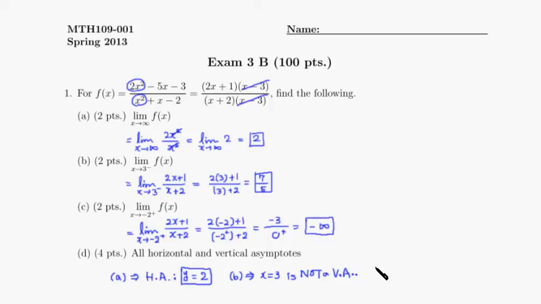But in part C, the limit goes to negative infinity as x approaches negative 2 from the right, which means that we have a vertical asymptote at x equals negative 2. So its equation is x equals negative 2. This is the equation of the vertical asymptote. All right, that's it. I hope that this was clear.